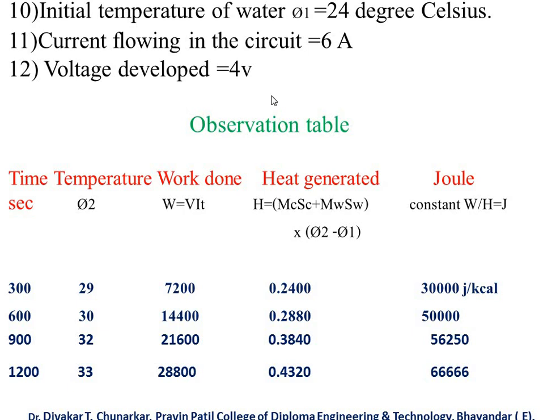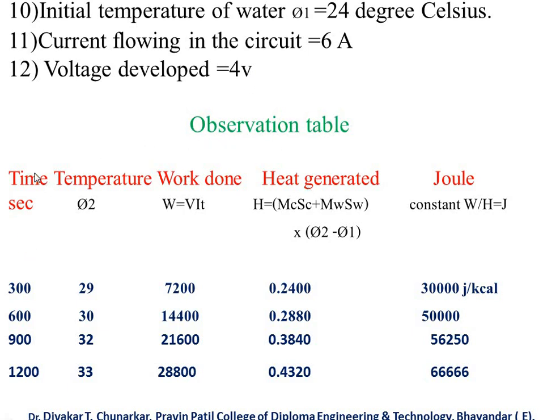After that, the initial temperature of water, suppose this is the water in the calorimeter. When we measure the temperature of water, that is theta 1, we consider 24 degrees Celsius, because today is cold and therefore the temperature of water is very low, like 24 degrees Celsius. Then the current flowing in the circuit is 6 ampere and the voltage produced is 4 volt, and this is the observation table.